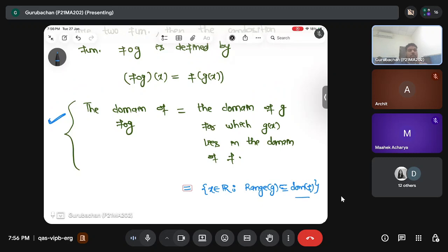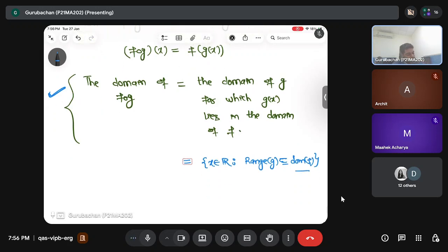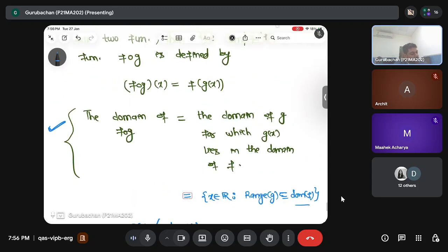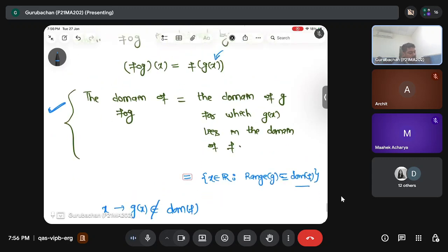The reason: recall the definition of a function. The domain of a function is the collection of all those points for which it is well defined. Suppose you have some number x for which your g(x) does not belong to the domain of f. Then can you think this f o g is well defined?